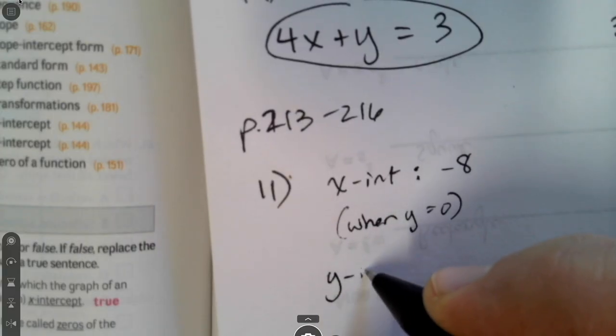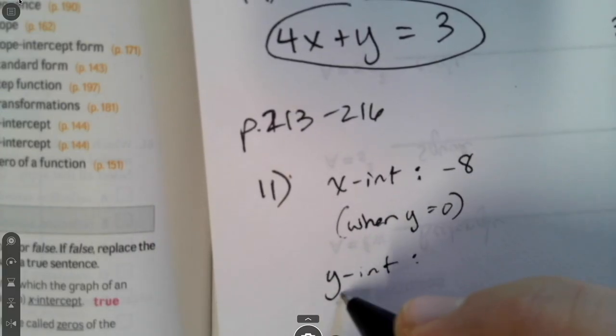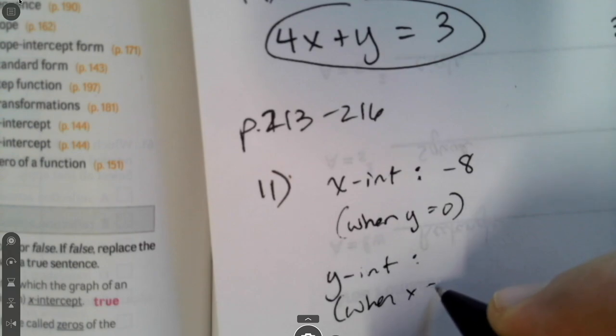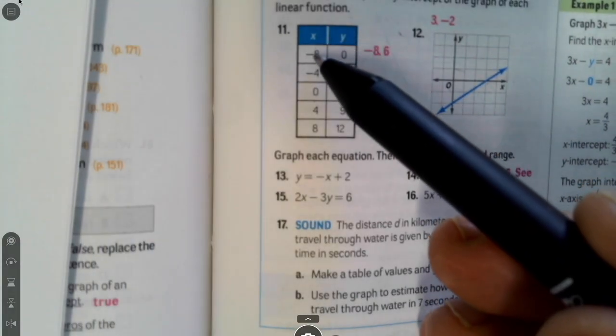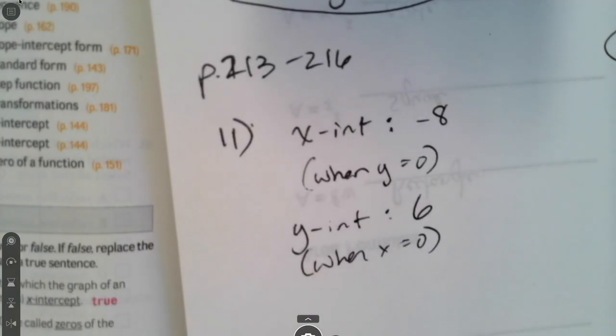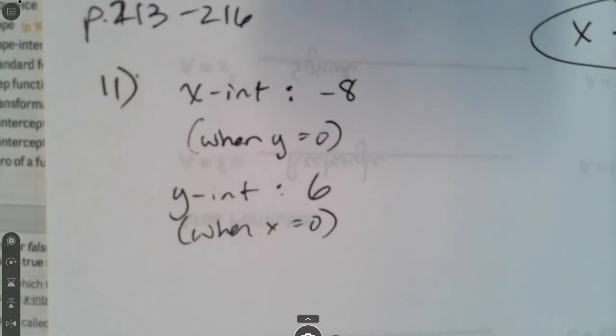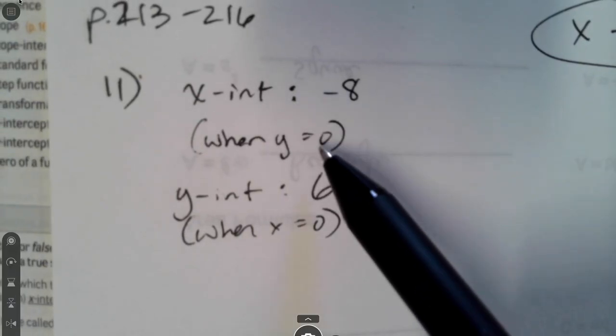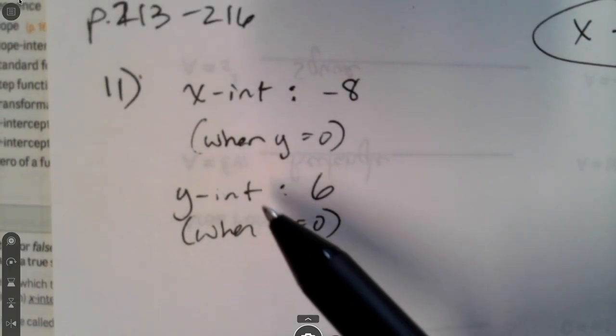Now for the y-intercept, we just do the opposite. The y-intercept happens when x equals 0. So we're going to look at the table again, look for when x is equal to 0. That's right there. Our y value is 6. So the y-intercept is 6. So when you're asked to find the x-intercept and the y-intercept in a table, look for where the other variable equals 0. You'll find the x-intercept where the y is 0. You'll find the y-intercept where the x is 0.